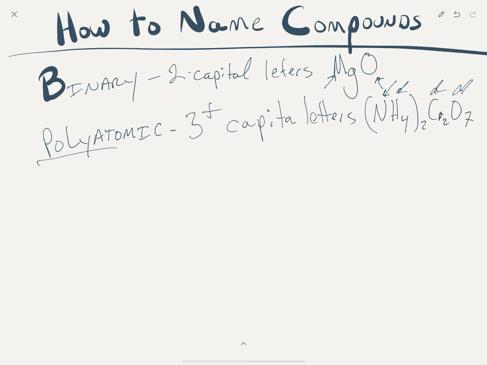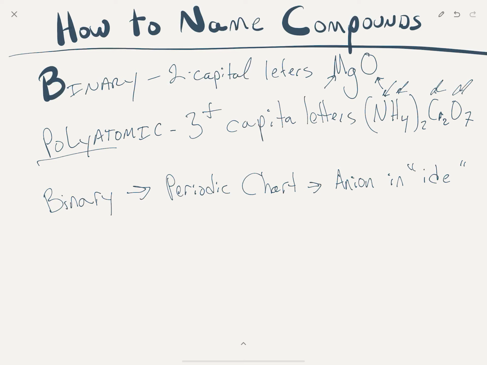All right, now here's our easy flow chart. If it's binary, you're going to use the periodic chart, and you're going to end the anion, which is the name for the negative element, in the letters I, D, E. So let's give an example. Actually, let's use the example that we had right there.